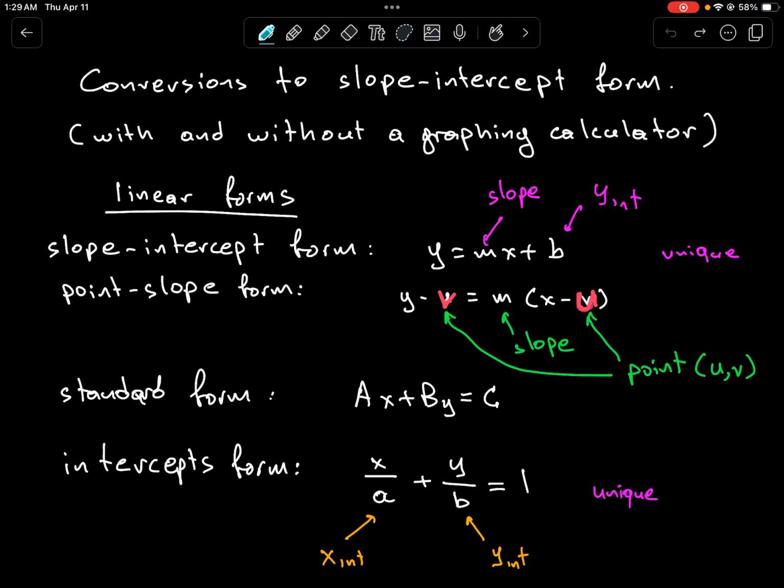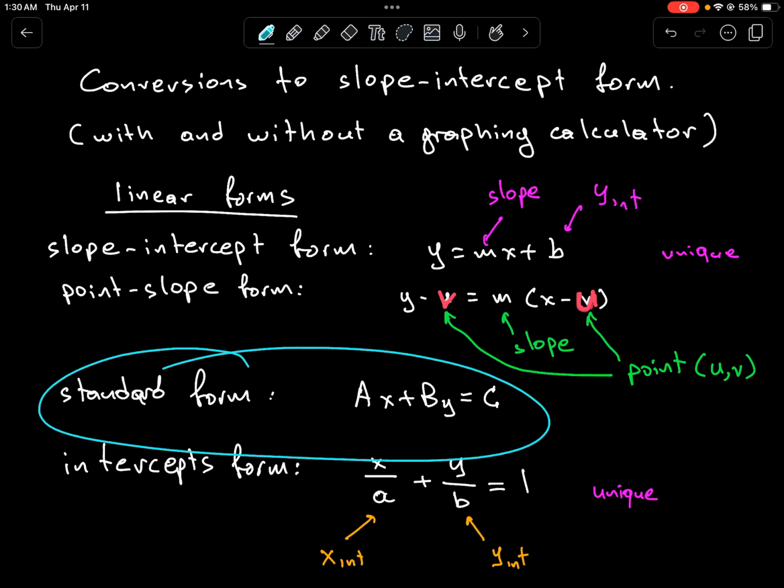Point-slope form. The point-slope form looks like that: y minus u equals m times (x minus v). What is that m? That's the slope. What is that u and v? That's a point, the coordinates of a point, and this line goes through that point. You understand? Because there are so many points that the line goes through, an infinite number of points, there's an infinite number of point-slope forms for each line. So this is not unique.